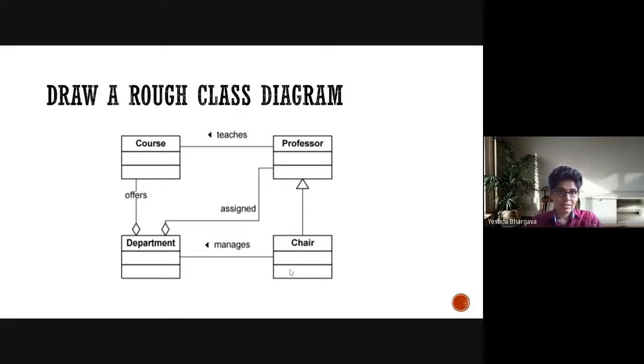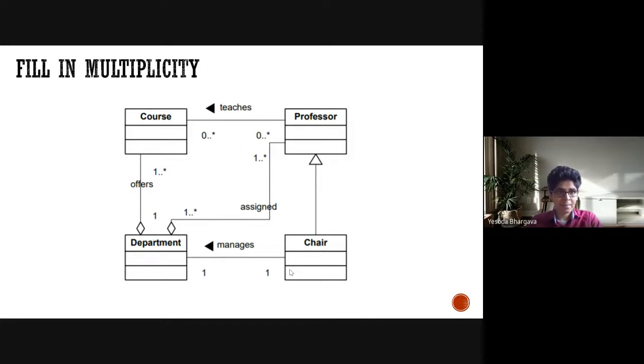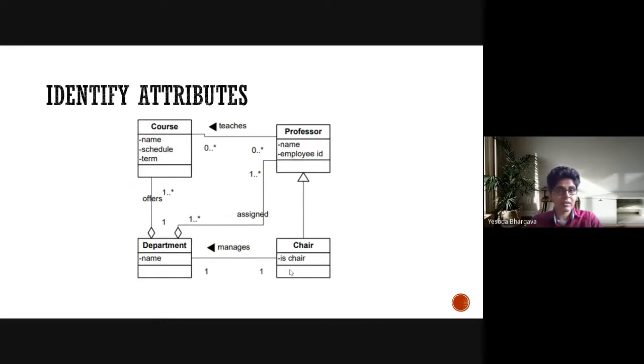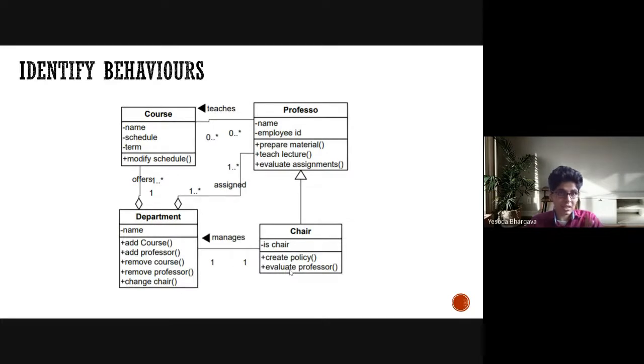So when you draw the class diagram, later you identify the multiplicities, you identify the attributes for different classes, you fill in the behaviors or operations for these different classes. So this was a brief example to show how you can approach creating class diagrams. Now, as I mentioned, hopefully this small example was clear to all of you. And when you actually do it by yourself, it will become more natural for you to understand all these things.